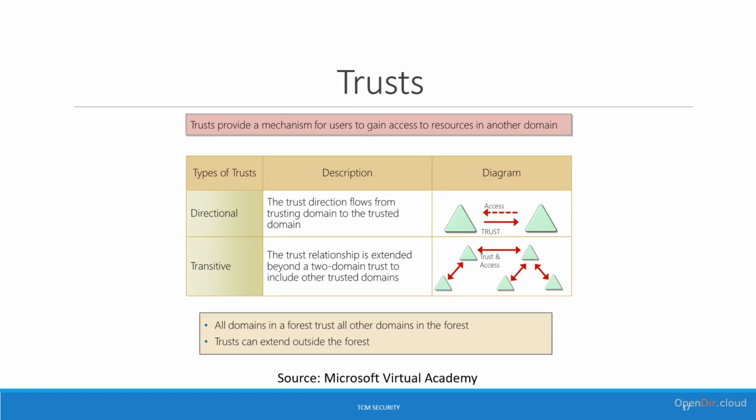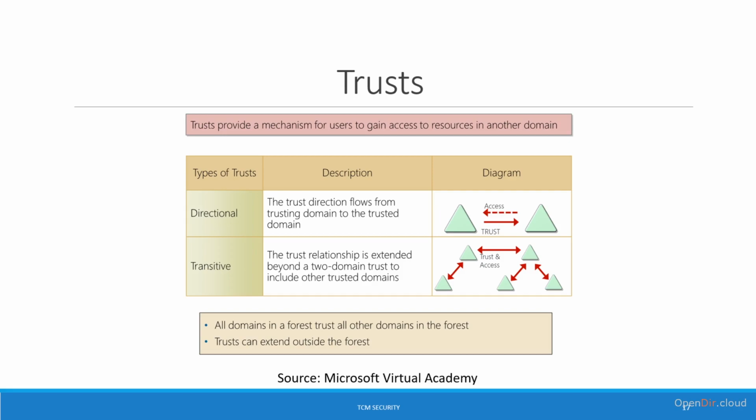Now, trusts are how we have access between resources. You can see that there is directional trust and transitive trust. If we have directional trust, we have to have trust from one domain to the other domain. So it flows from a trusting domain to a trusted domain. Now, if we have transitive trust, then we have a trusting domain and a trusted domain, but it also trusts everything that that domain trusts. So if there are other trees or if it's in a forest, then it trusts everything that trickles down.